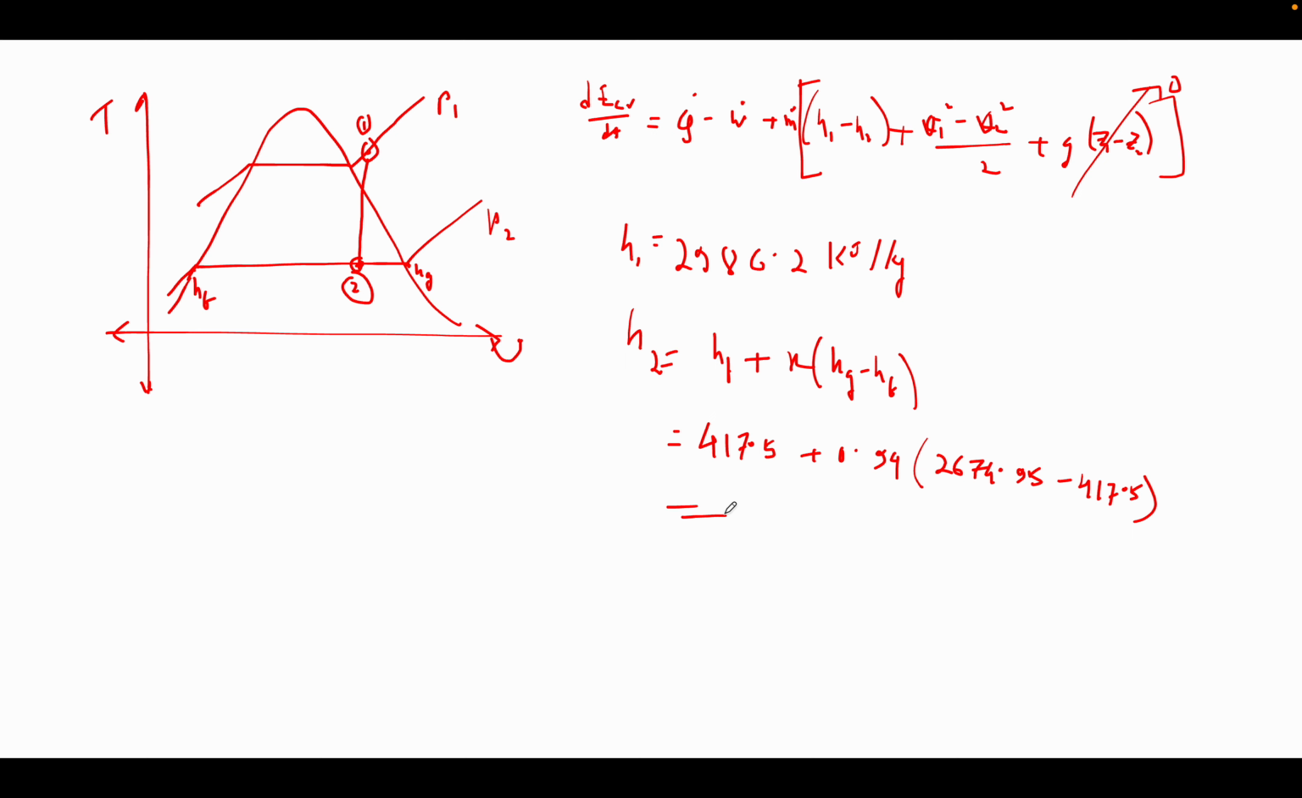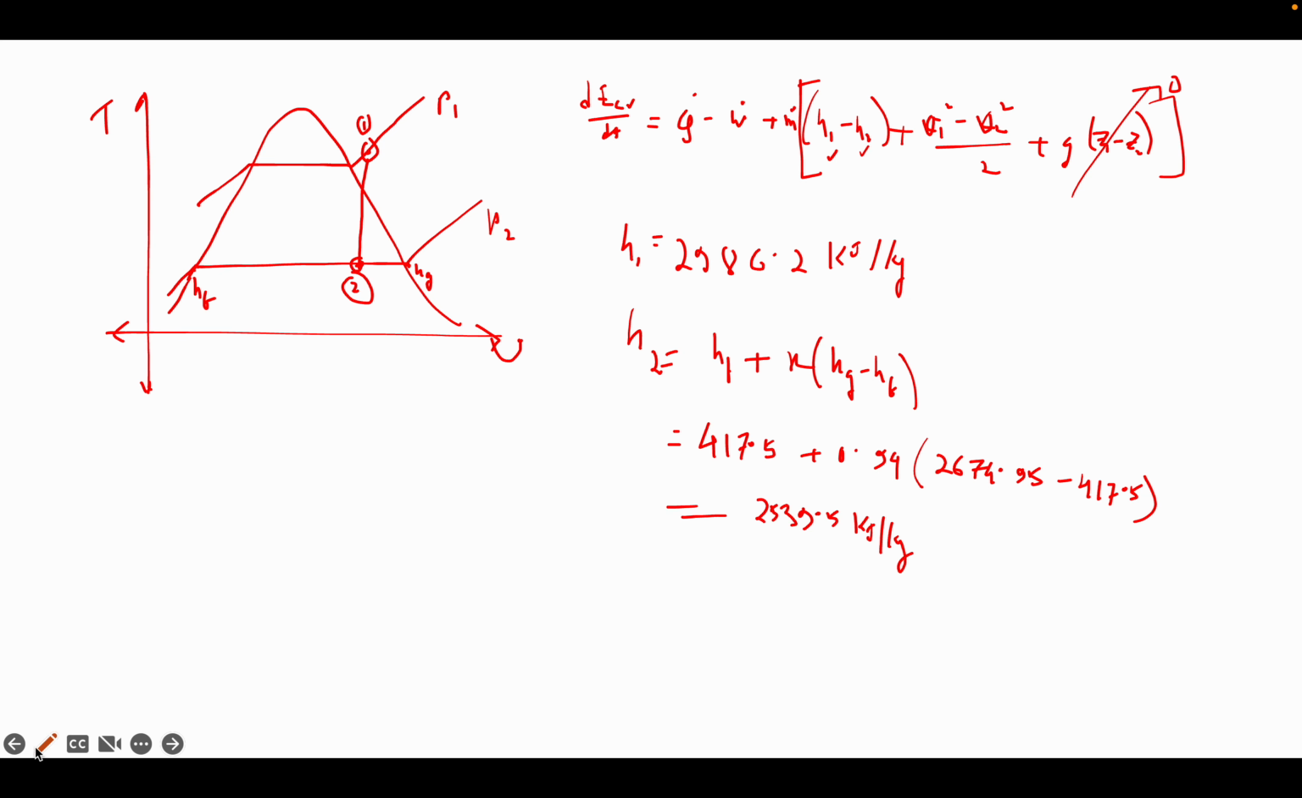So this will give my H2: (2674.95 minus 417.5) into 0.94 plus 417.5. So it will be 2539.5 kilojoule per kg. This is my H2. So I am done with H1, I am done with H2.